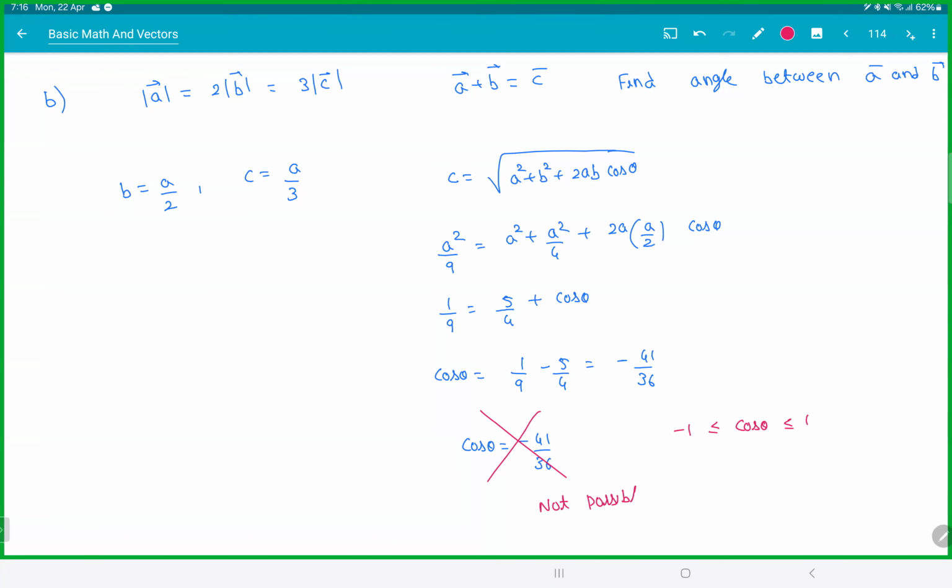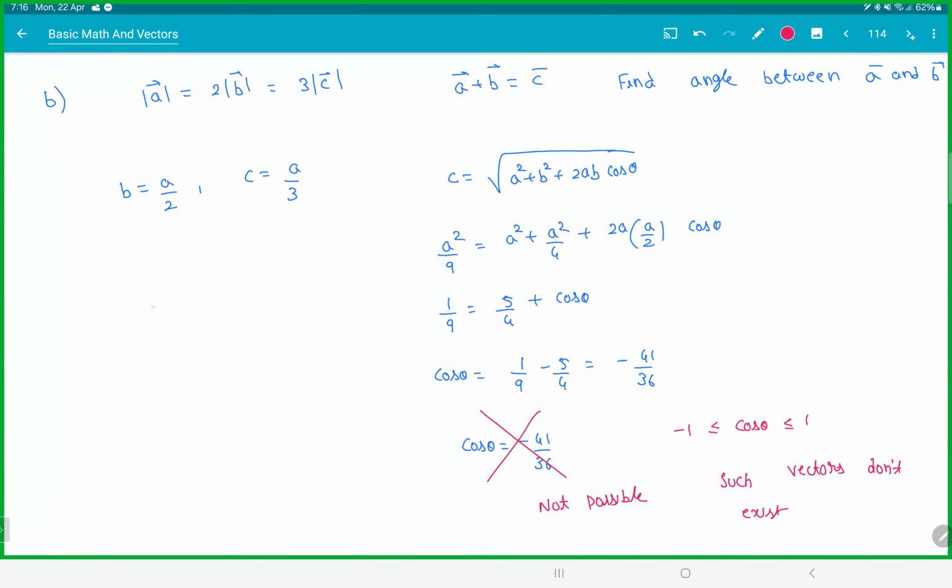That means the question is wrong. Data is wrong. You cannot have such kind of vectors. So there will be none of this option, and this option also will be there. You will mark this happily and come. You know what happened? I'll tell you.